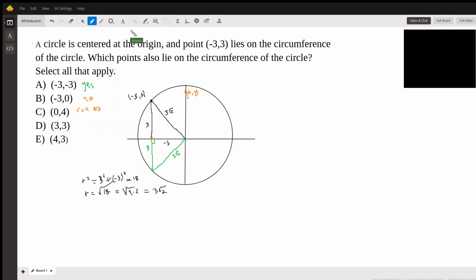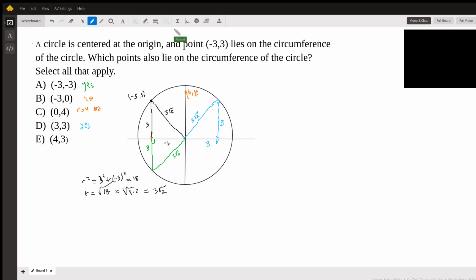3, 3 would be the next one. I think it's pretty obvious that 3, 3 is going to be on the circle. Let's just draw it for fun. This is going to be 3, and this is going to be 3. Obviously, the radius here is 3 root 2. So that's a yes.